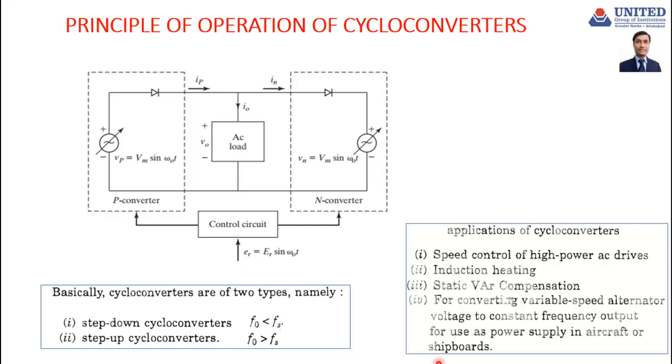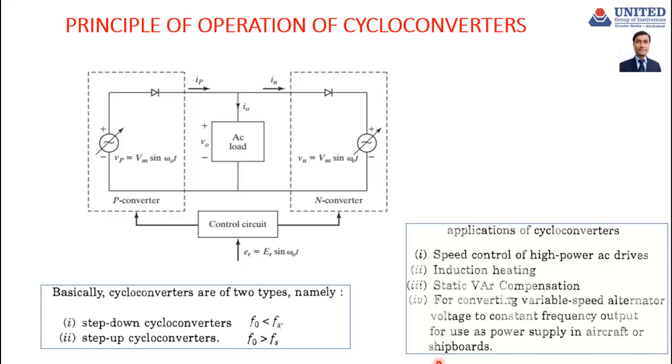Actually, cycloconverter is a direct frequency converter or frequency changer which converts AC power at fixed frequency to AC power at variable frequency by fixed AC to variable AC conversion. That is why cycloconverter is called a one stage frequency changer. The frequency converter converts one frequency to another frequency, or fixed frequency AC input to variable frequency output. Frequency converter is known as cycloconverter.